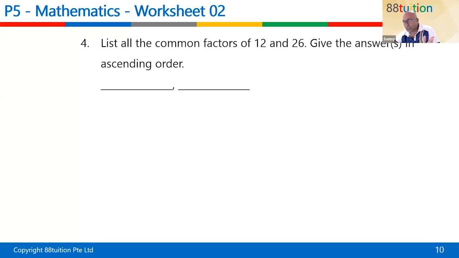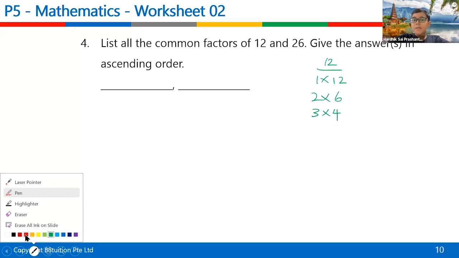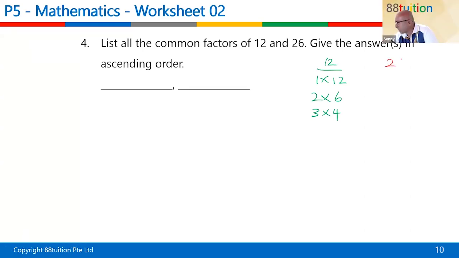Firstly, the first thing you can do is just write down the factors. 12 is going to be 1 times 12, 2 times 6, and 3 times 4, right? Yes. And 26 is going to be 1 times 26, 2 times 13. So it is a bit off.